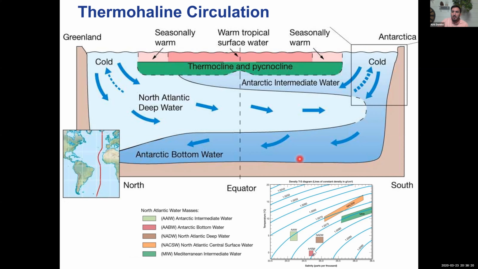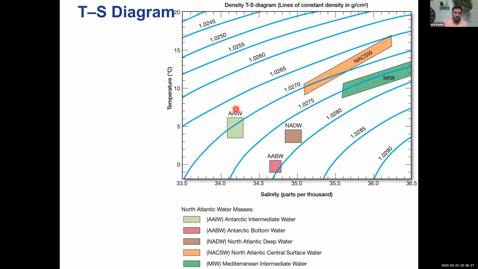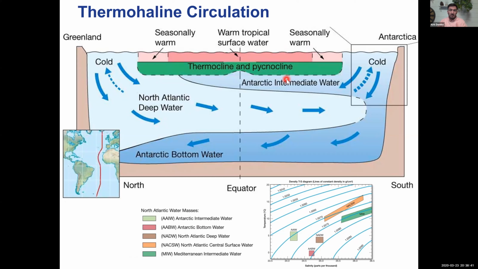And then the third body of water that we see here, the AAIW, the Antarctic Intermediate Water, is also forming and sinking off the coast of Antarctica. But as you see here, because the temperature isn't as cold and the salinity isn't as high, it doesn't sink as far. It takes this intermediate, middle layer in the ocean. It will sink down underneath the surface water, but it will float on top of the North Atlantic deep water. So you can see these three water masses.